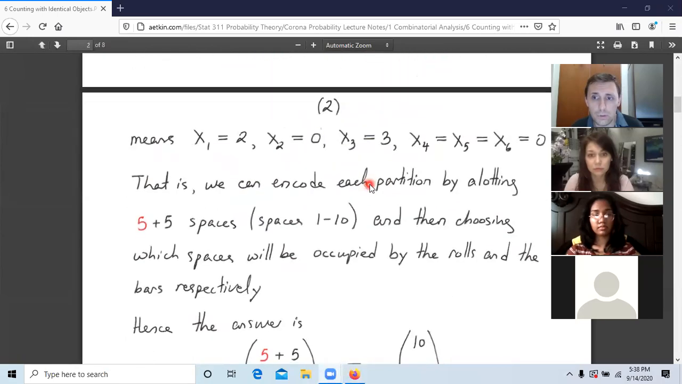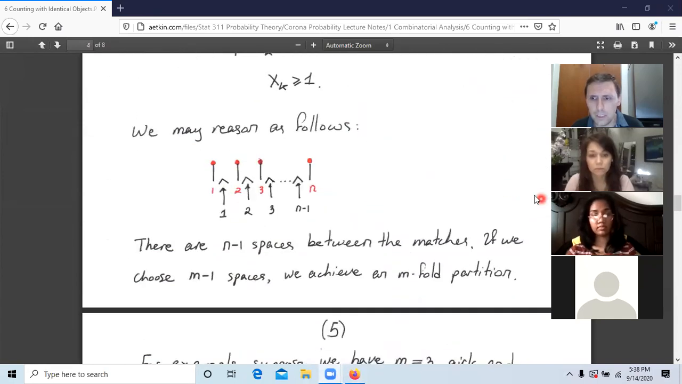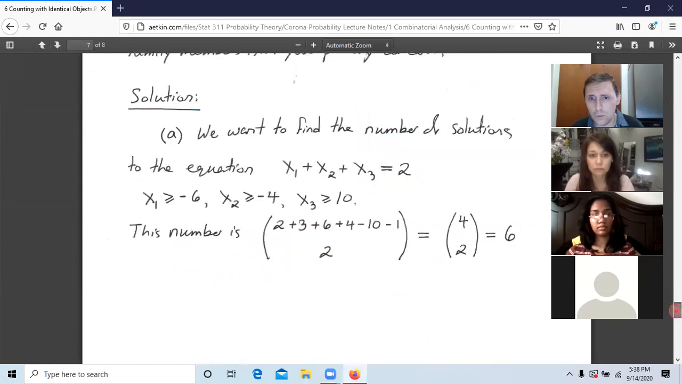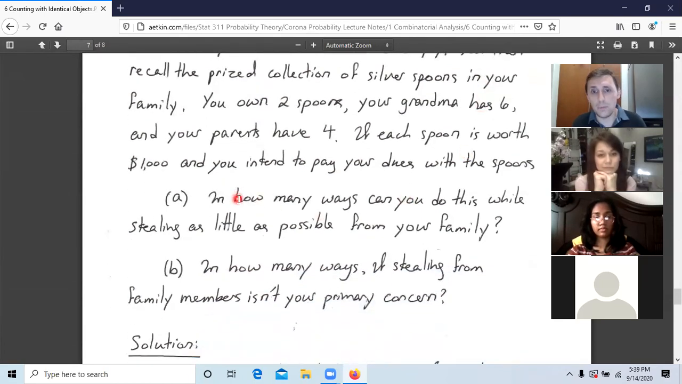You read the notes, you understood what I did here, correct? And the very last few problems can be a little bit big, but there you have my solution, so you might understand what I meant, right? Remember, I just invented this question to have negative integers. You have to pay the mafia at least $10,000. You don't have any money left, but you have silver spoons in your family, and each spoon is $1,000. You have two such spoons, your grandma has six, and your parents have four. So I asked question A, in how many ways can you do this?